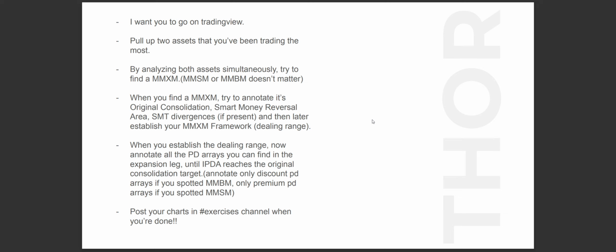Okay. Now, one note there. When it comes to annotating the PD arrays, I want you to only focus on the discount PD arrays if you find a buy model, and I want you to only focus on premium PD arrays if you spotted a sell model. I don't want you to be confused or focusing on the other side of the spectrum. It's not necessary. Your eyes should be just looking at the discount PD arrays when it's in a buy model, and vice versa for sell models.